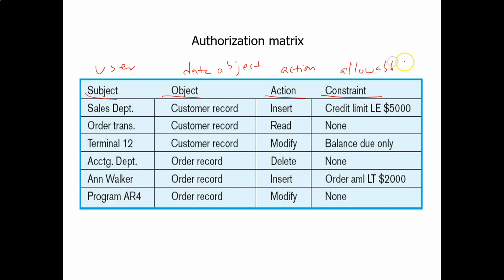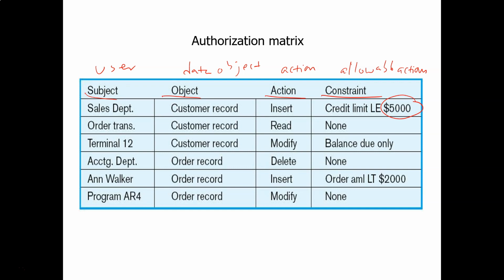For example, in the first record, it says the subject is the sales department. So the sales department is allowed to insert customer records into the database. However, it can only insert customer records of the customers who have a credit limit that's less than $5,000. If the customer has a credit limit over $5,000, then the sales department has to get approval before they can insert a record into the table.